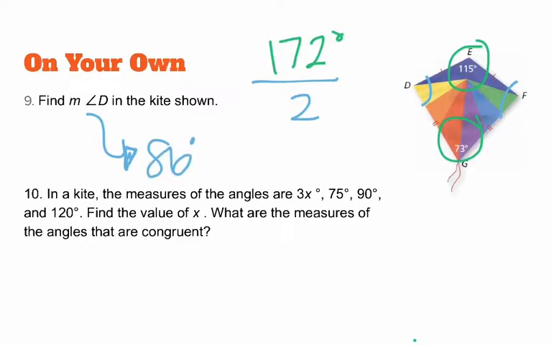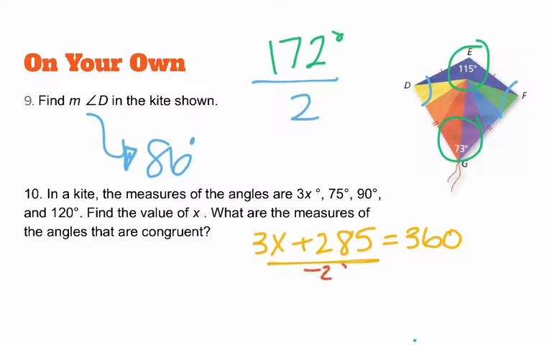degrees. All right, this last one says a kite has these 4 different angle measures. We got to find the value of x. Well, again, it is a quadrilateral. So 3x plus 75 plus 90 plus 120, which is 285. I did a little shortcut. We know those added together have to be equal to 360.